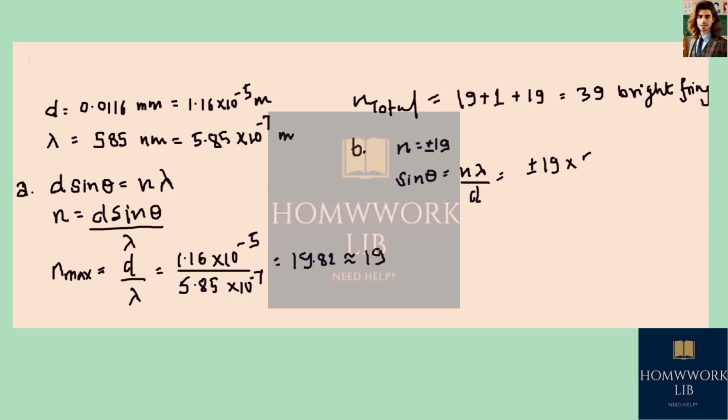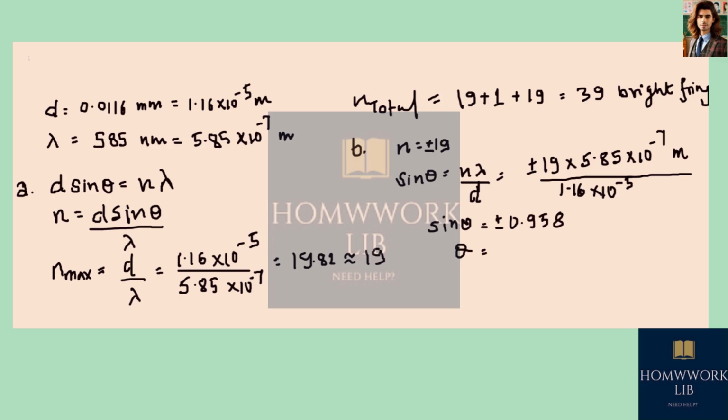Now lambda is 5.85 into 10 to the power minus 7 meters upon d, small d, which is 1.16 into 10 to the power minus 5. So this gives me sine theta equal to plus minus 0.958. So taking sine inverse of 0.958 gives me theta equal to plus minus 73.37 degrees.